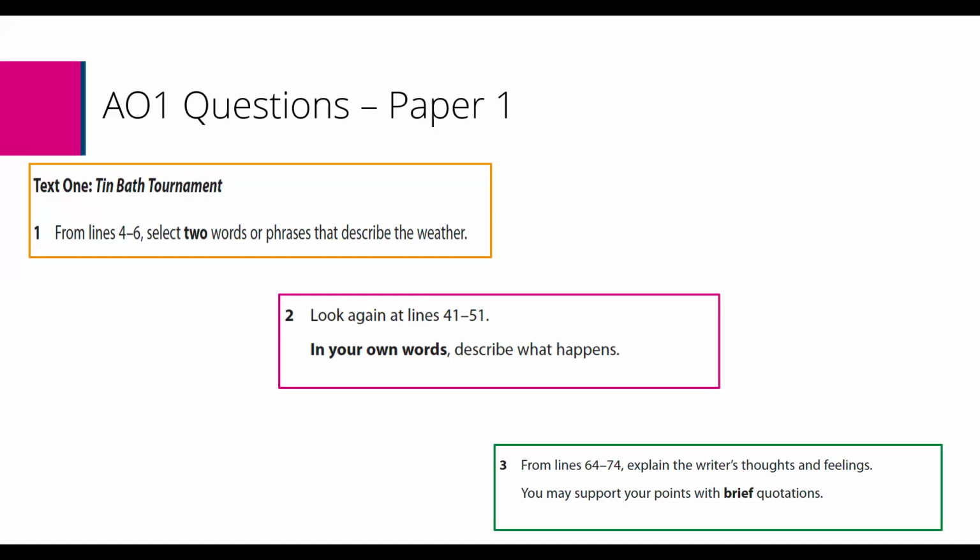On the unseen text, from lines 4 to 6, select 2 words or phrases that describe the weather. Look again at lines 41 to 51. In your own words, describe what happens. And again, obviously, we've got the line references for question 3 as well.